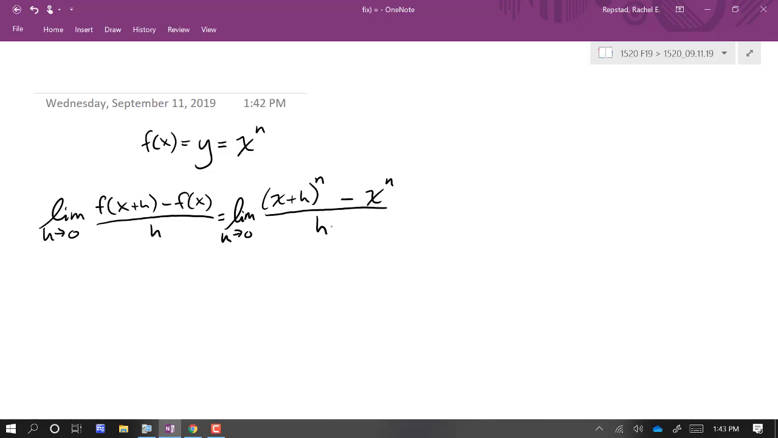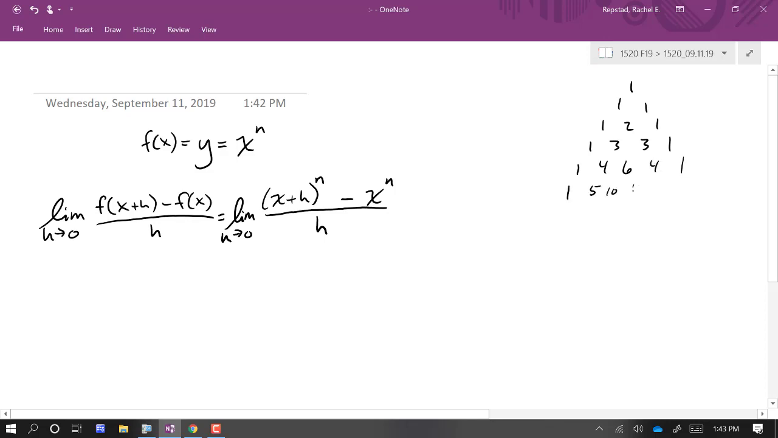But I'm just going to jot down, here's Pascal's triangle. We know that if I were finding x plus h cubed, I use the row that begins 1, 3. If I'm finding x plus h to the 4th, I use the row that begins 1, 4. So I know that somewhere down here there's a row that begins 1, n. And that's the row that I'm going to use here to expand it. So I'm just going to do that. I know exactly what to write down.